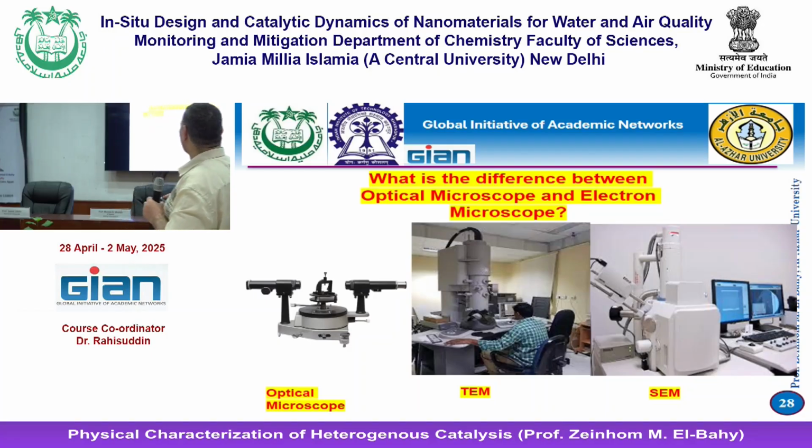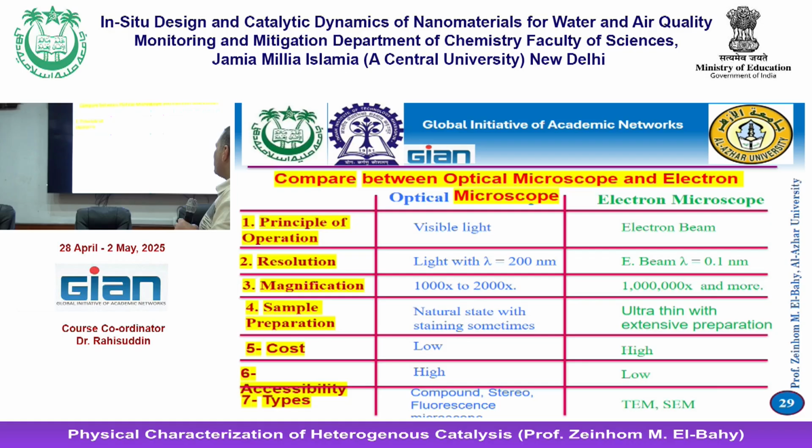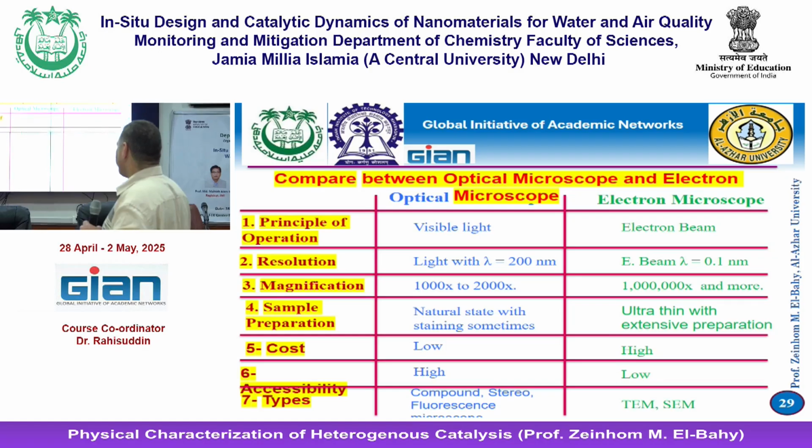But let's go to the previous slide. Of course, the electron microscope is like an optical microscope, but it uses electrons instead of light. It may be a transmission electron microscope or a scanning electron microscope. And I just showed you the picture of these three devices. Let's compare the optical microscope and the electron microscope. The optical microscope uses visible light, but the electron microscope uses an electron beam.